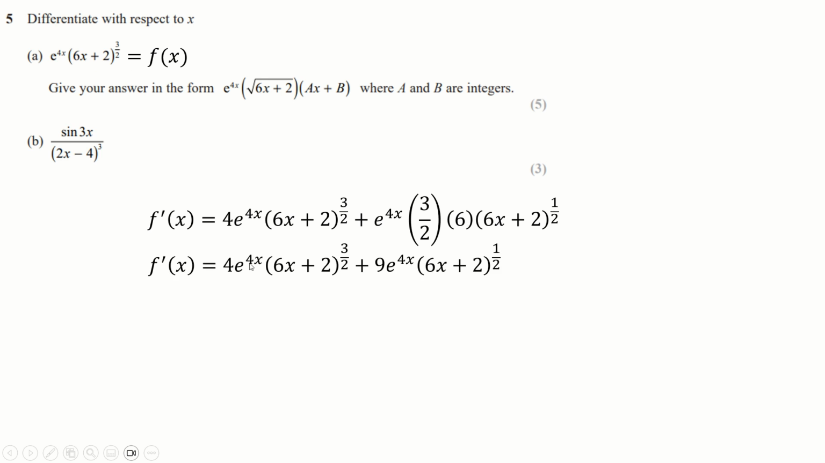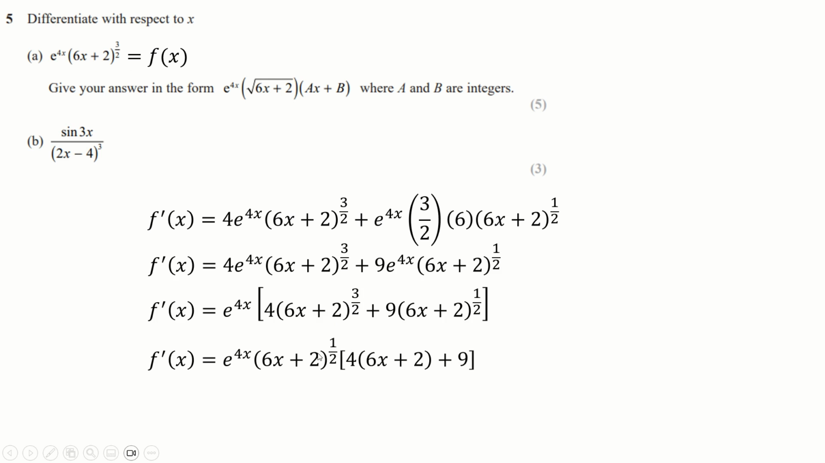We can factorize out an e to the 4x from that to make this. And then we can factorize out a 6x plus 2 all to the power of half. And what that does is it leaves behind 6x plus 2 to the power 1 here at the front, because this to the power half times this to the power 1 makes 3 over 2. You add the powers. And of course, if we factorize that out to the front there, we just leave behind nothing. So we're just left with this 9.